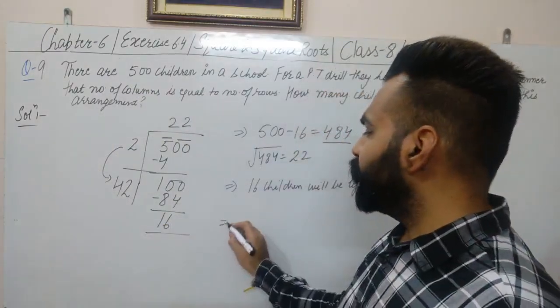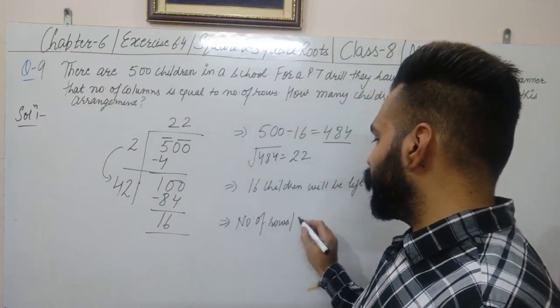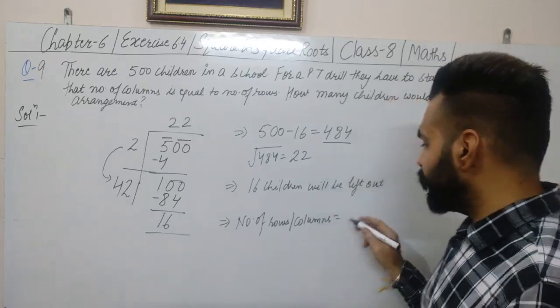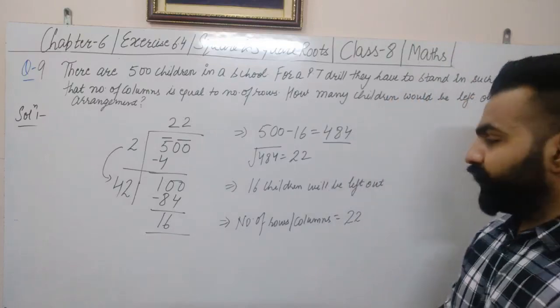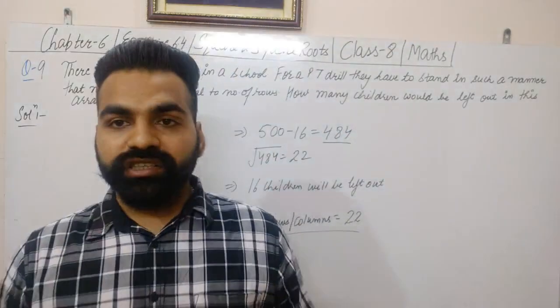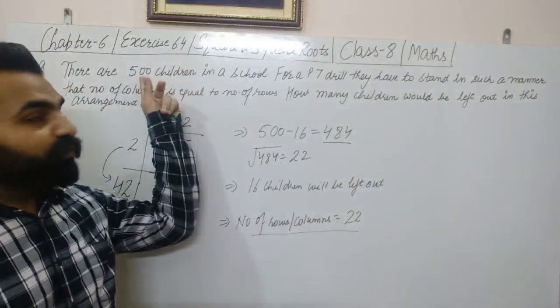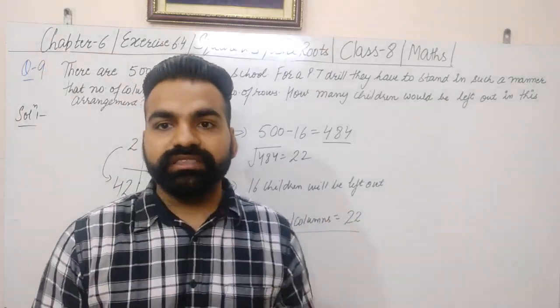And if we want to find the number of rows or columns, then this will be equal to the square root of the new number, that is 484. Square root of 484, 22. So there will be a total of 22 rows and columns. Total children which can be arranged are 484. The given number was 500, so 16 children will be left out from this arrangement.